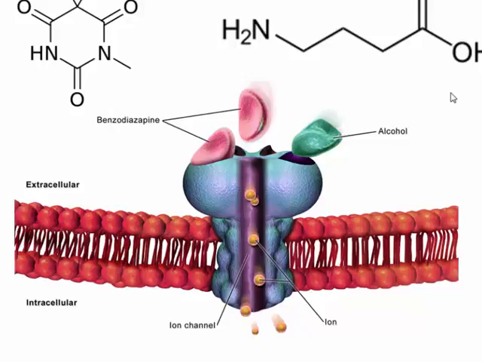Barbiturates or methohexital bind to the GABA A receptor and allosterically act on the receptor, and it helps in the opening of the channel through which the chloride ions would pass. Here, methohexital increases the efficacy of the ion channel opening, so that the chloride ions will easily pass.